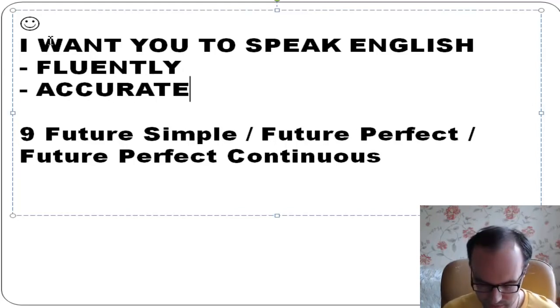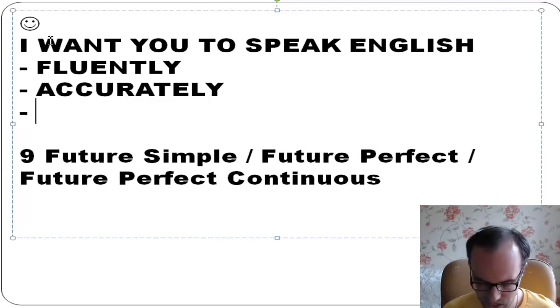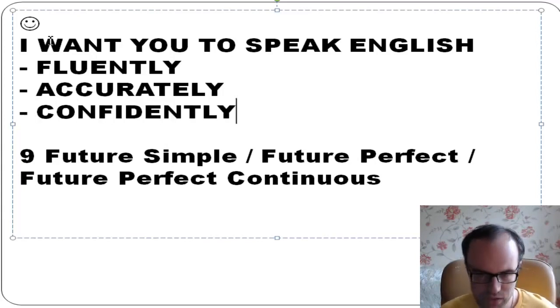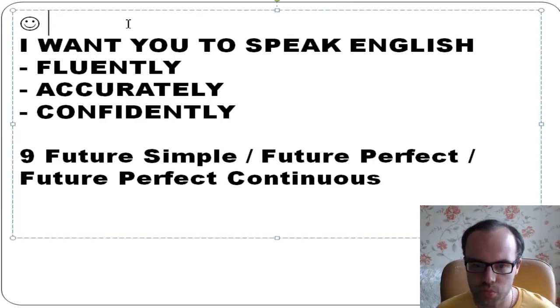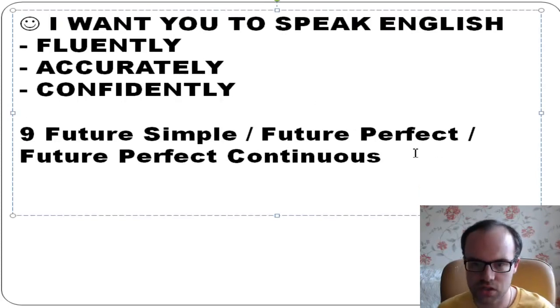It means without mistakes, and confidently. So when you are full of confidence, when you are sure that you speak English correctly, or that you speak English rightly. And as for me, I'm sure. So I want you to speak English fluently, accurately, and confidently. And really, let's talk about future simple, future perfect, and future perfect continuous.